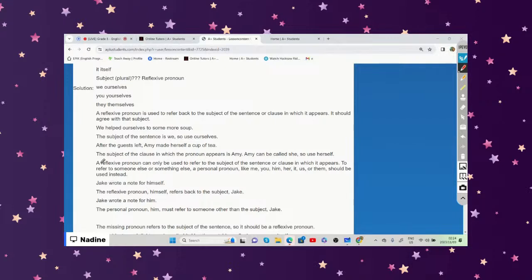And also, we said a reflexive pronoun can only be used to refer to a subject of the sentence or clause in which it appears, and to refer to someone else or something else, we use a personal pronoun, which we did last time, like me, you, him, her, it, us, or them. So those are personal pronouns, and they refer to our subject, which is either plural or singular.